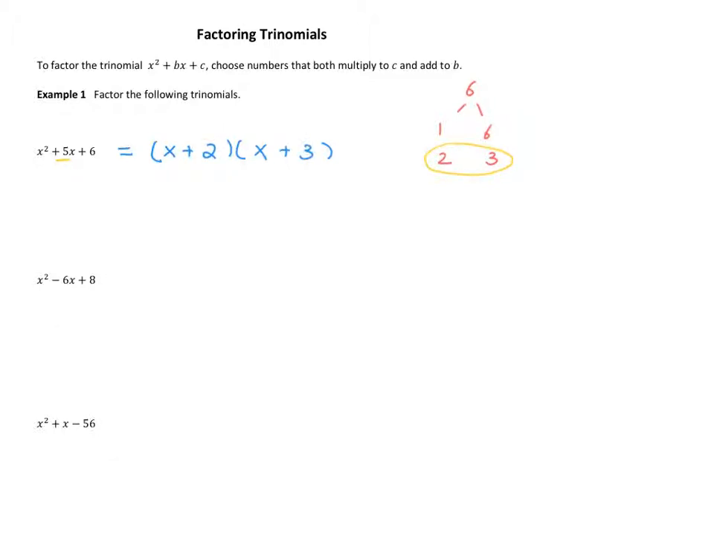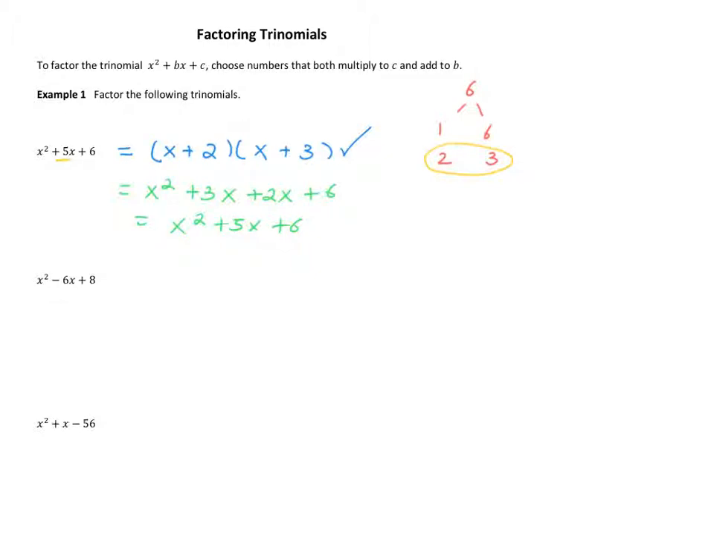I'm just going to see if my answer is correct by multiplying this out. So if I distribute the x to the x, I do in fact get an x squared. If I multiply x to this 3, I get 3x. If I then multiply this 2 to this x, I get 2x. And then if I multiply this 2 to this 3, I get 6. If I combine all the like terms, I get x squared plus 5x plus 6. And what do you know? My answer is in fact correct.